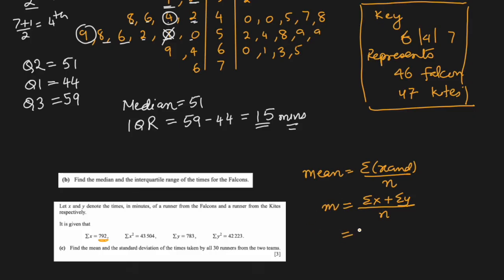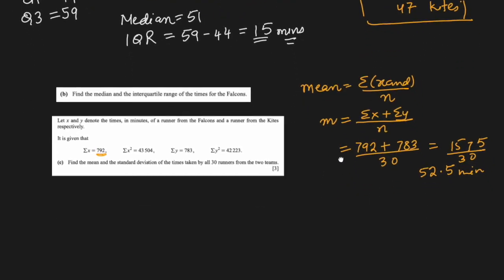So sigma X is how much? 792 plus 783, which is sigma Y, divided by 15 plus 15, 30. So it will be 1575 over 30. Let's convert into decimals. So it will be 52.5 minutes. Now we have to find the standard deviation.